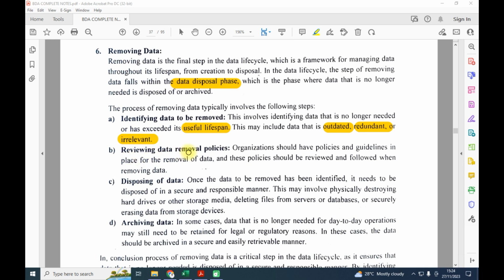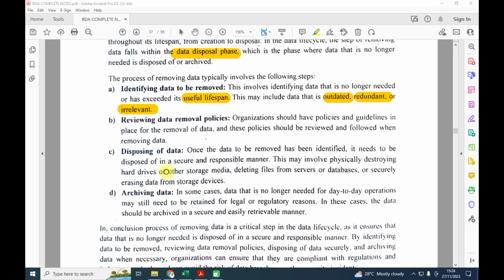Then we shall review the data removing policies, the policies that the organization has already set. Organization should have policies and guidelines in place for removal of data, and these policies should be reviewed and followed when removing the data. So remember, you cannot remove the data without proper authorization, and that's why we are following the policy to make sure we are doing it the right way. We are removing the data that is supposed to be removed in line with the organization policy.